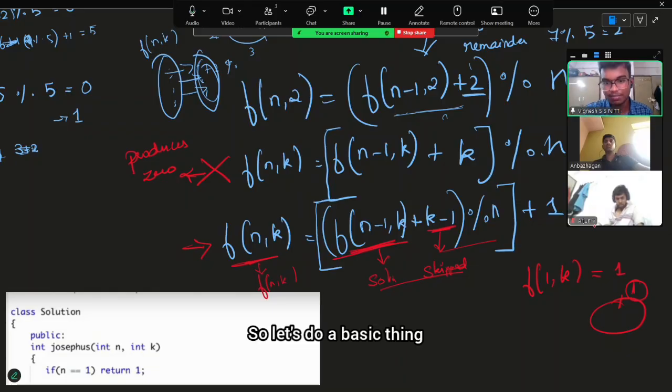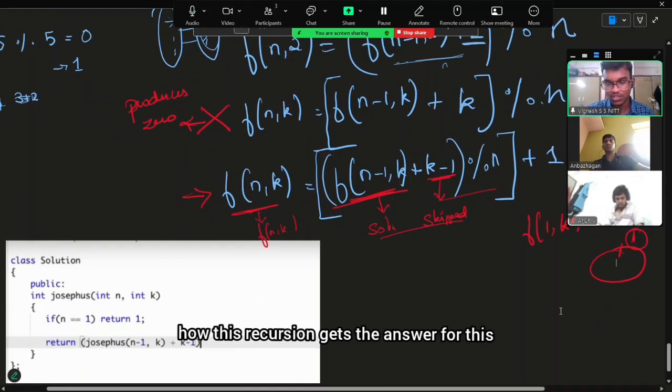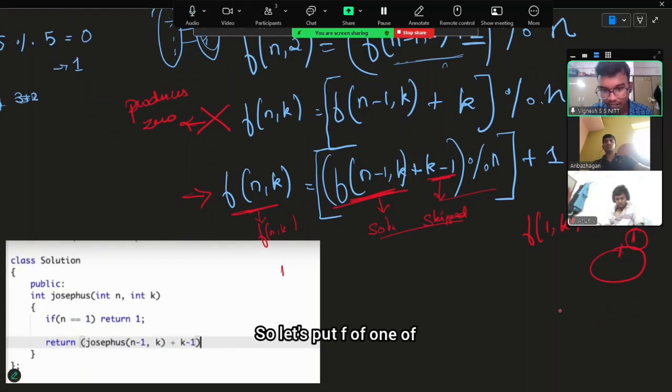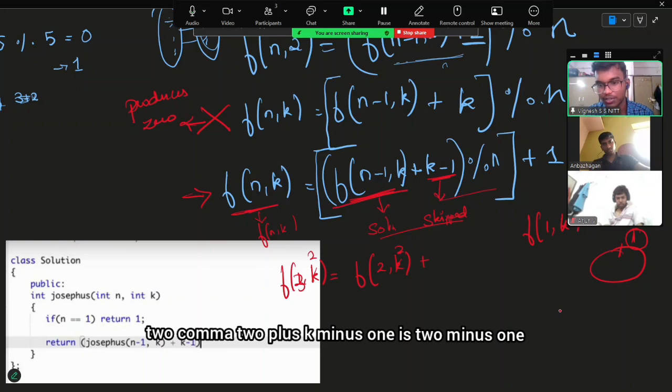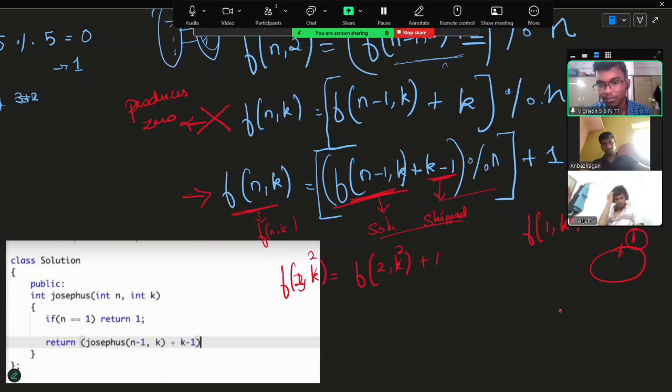So let's do a basic thing and then we'll check how this recursion gets the answer. Let's put f of 3, k, which will give us f of 2, k, and k can be set as 2. So 2 comma 2, plus k minus 1, which is 2 minus 1, 1, modulo n, where n is 3, right?